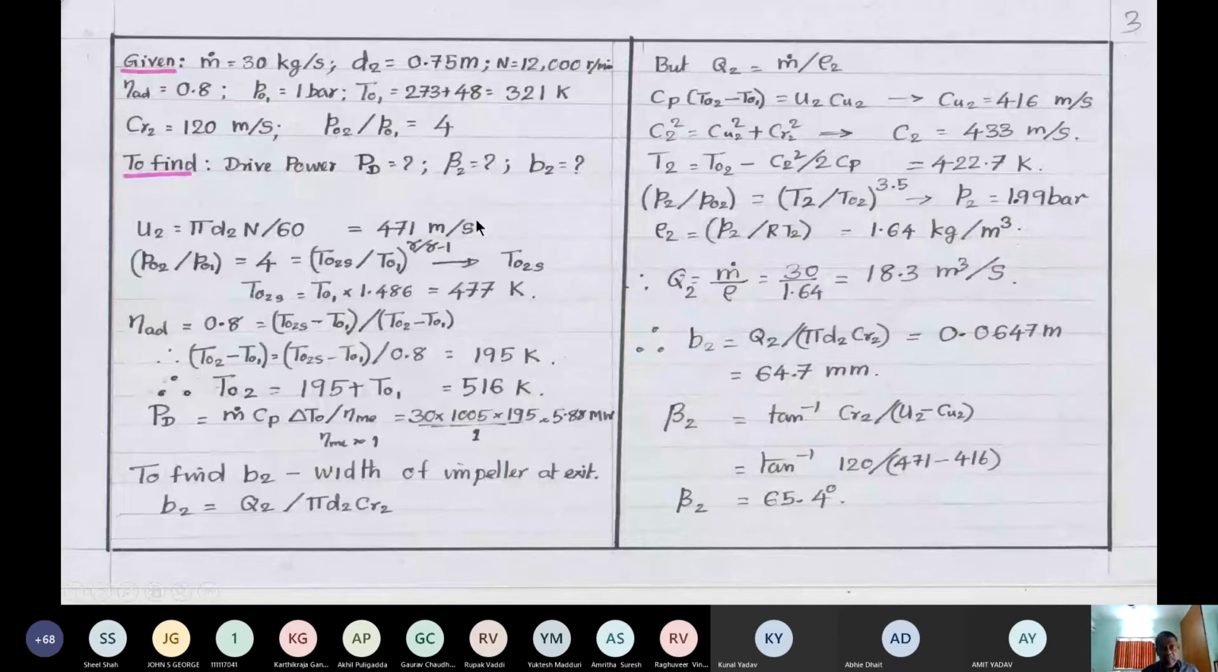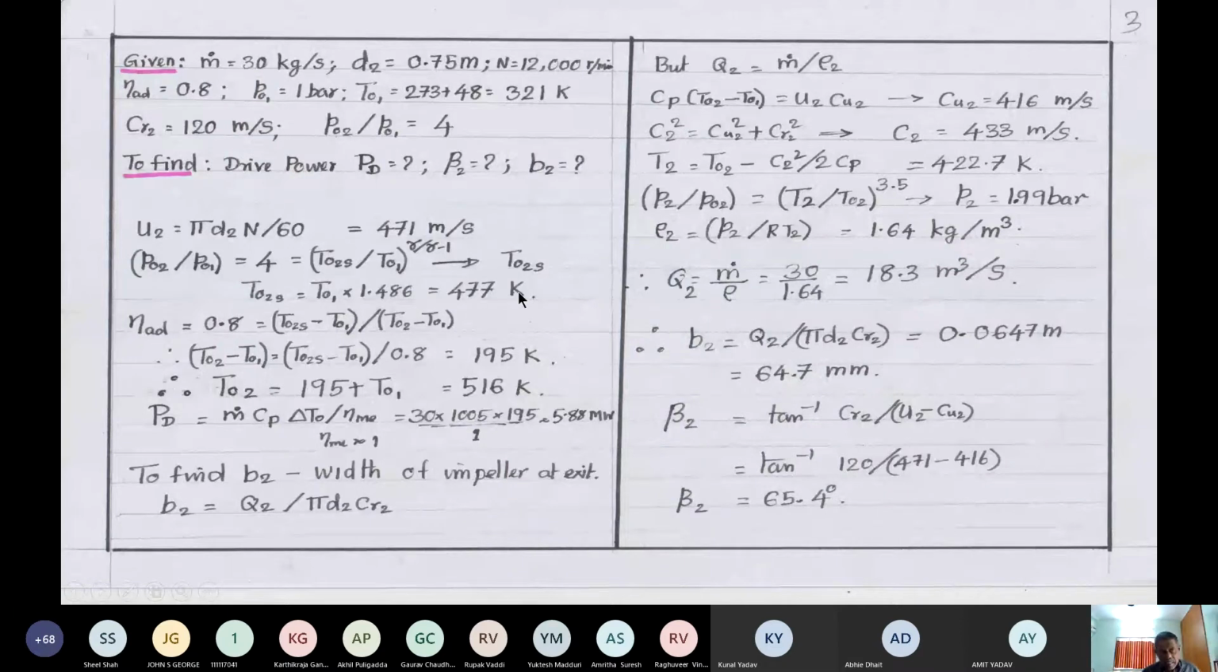Okay, now the pressure ratio equation, P02 by P01 equal to 4. So that can be used to get the temperature at exit. So this relation P02 to P01 is related to the isentropic temperature ratio T02S by T01. So T02S we can get. Okay. So T02S you find out from this, it is 477 K.